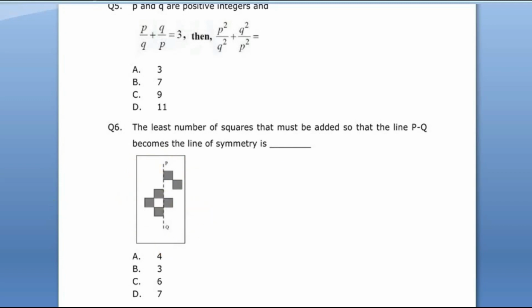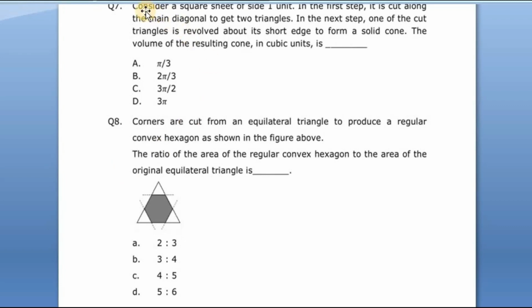Next, consider a square sheet of side 1 unit. In the first step, it is cut along the main diagonal to get two triangles. In the next step, one of the cut triangles is revolved about its short edges to form a solid cone. The volume of the resulting cone in cubic units is.